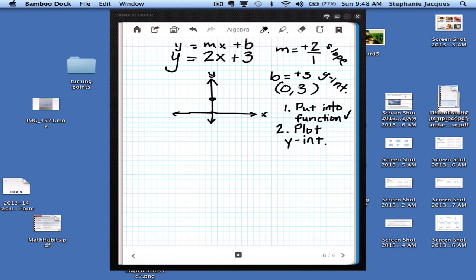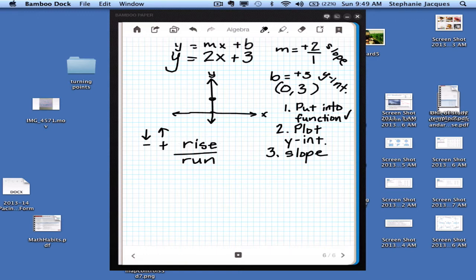Now I'm going to take my slope. Remember that slope is rise over run. And if you have a positive slope, you go up. If you have a negative slope, you go down. And you only apply the positive and the negative to one of your things. Just assume that these are positive. Unless you have a negative, you just apply it to the rise.